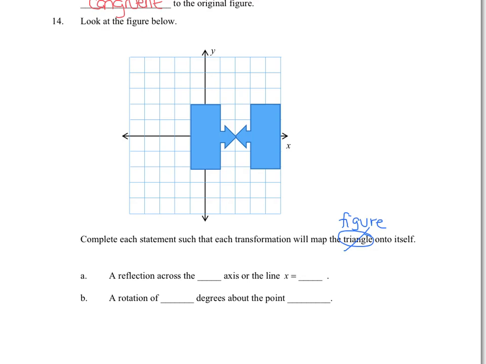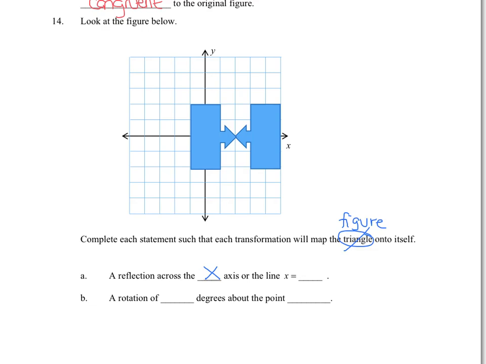Well, let's first remember, what does it mean to map the figure onto itself? That means if I take this whole figure and reflect it across some axis, I'm going to get this exact same figure in the exact same location. So a reflection across the x-axis will do that, because think about it. This part reflects onto this. This is right in the middle, so it's going to reflect onto itself. And same thing here.